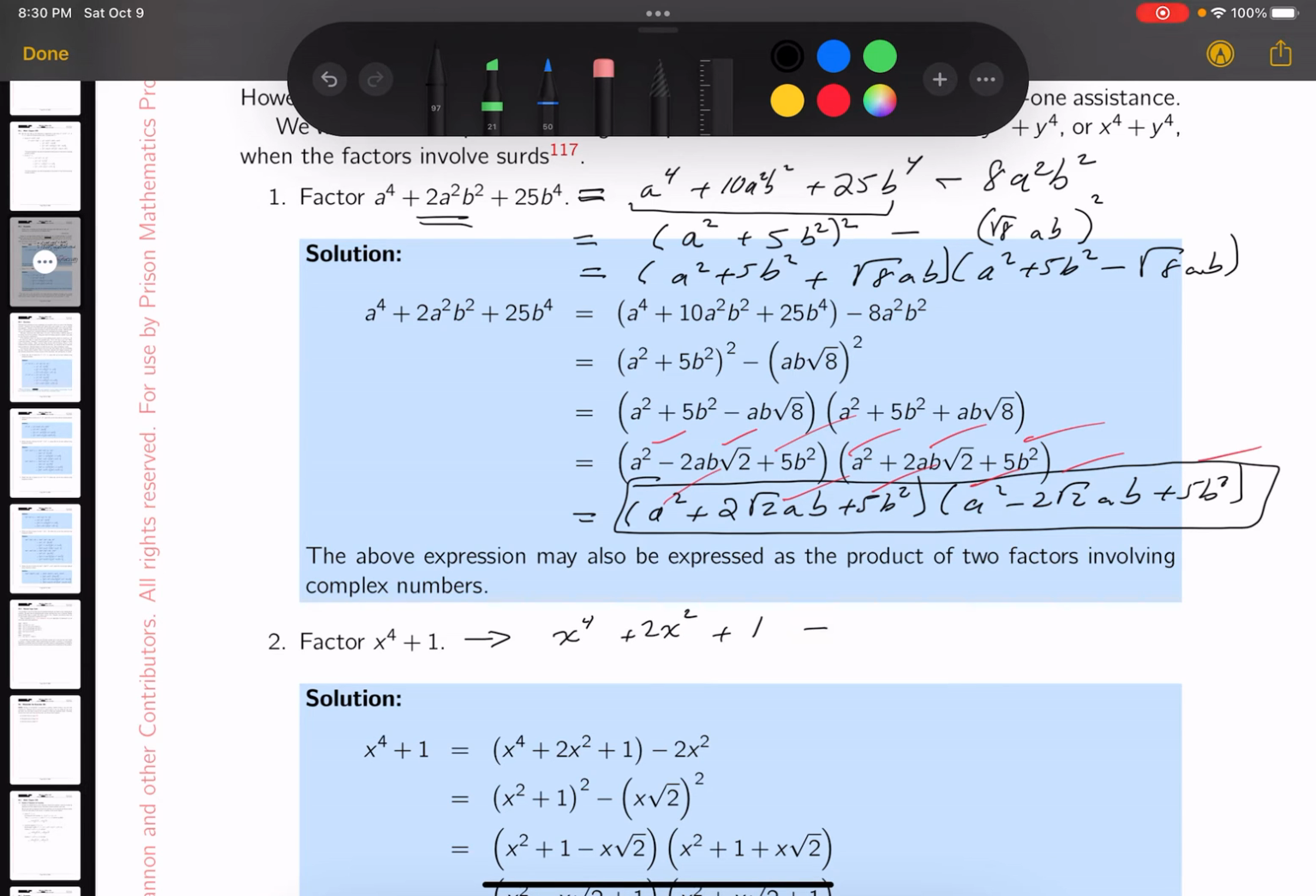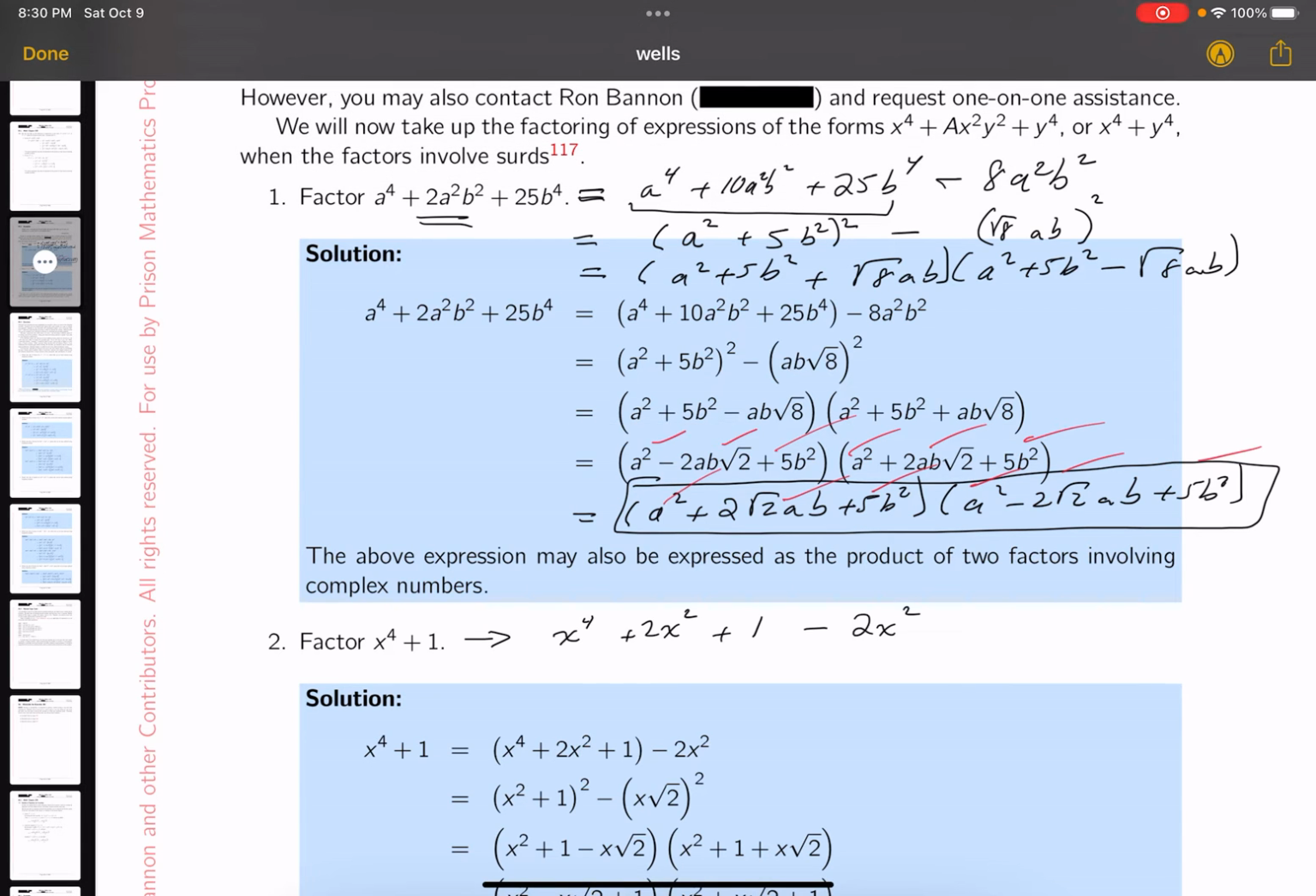But what do I have to do? I have to take away 2x squared. All right, let's write this down. This is going to be, let's see, x squared plus 1. Again, I'm looking for a perfect square, so it's so easy to factor. Minus root 2x quantity squared.